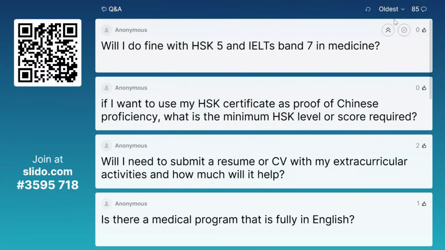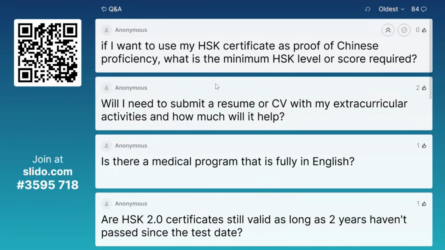Yes. Okay, our next question is, if I want to use my SSK certificate as proof of Chinese proficiency, what is the minimum? Okay, so the minimum is level 4. And there will be a chart showing which score is equal to which level, which you can find on our website.